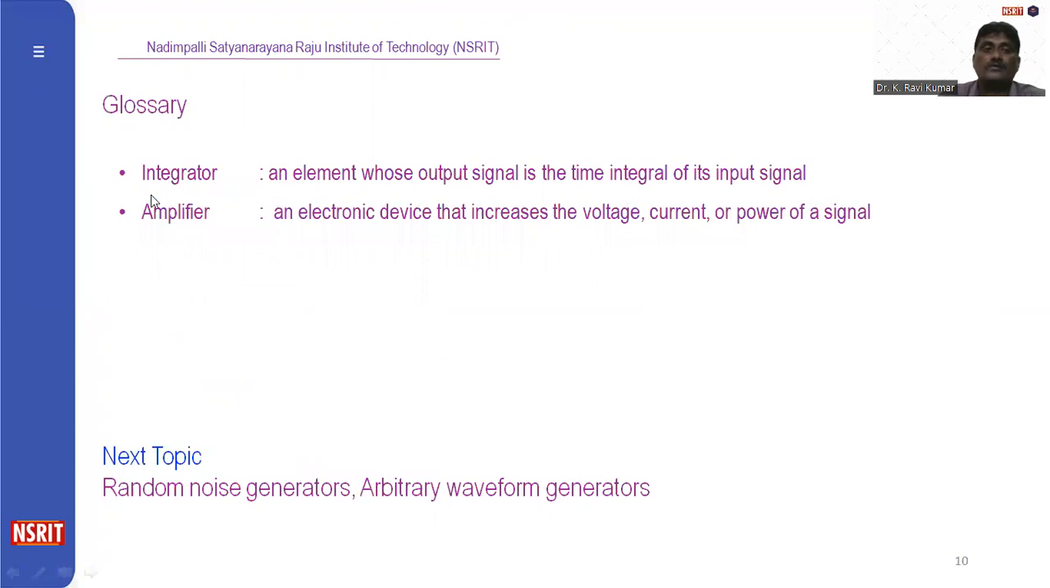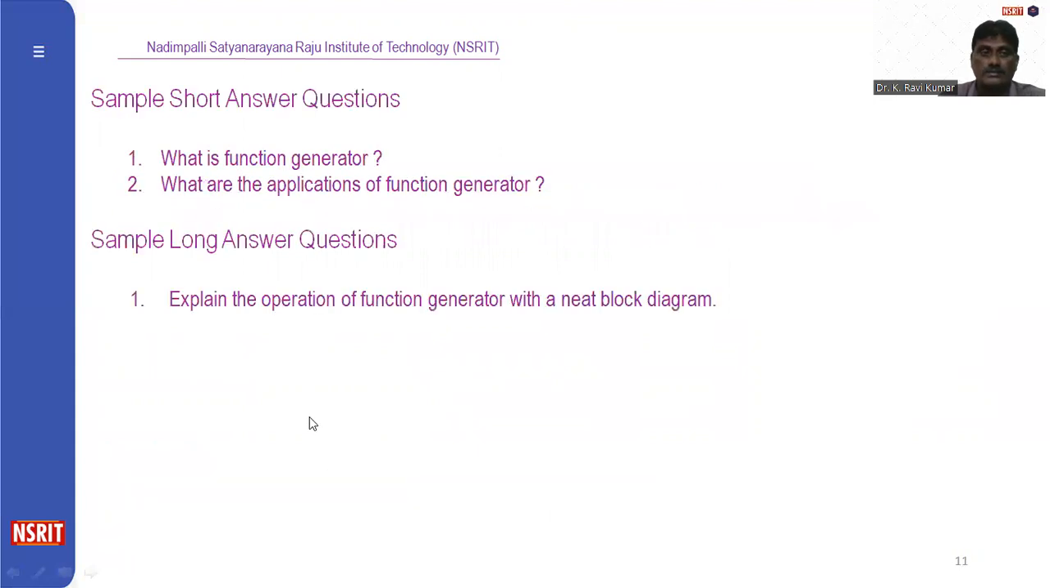These are some of the glossary terms. Integrator: an element whose output signal is the time integral of its input signal is called an integrator, which will produce a triangular waveform. Amplifier: an electronic device that increases the voltage, current, or power of a signal. The next topics are random noise generators and arbitrary waveform generators.